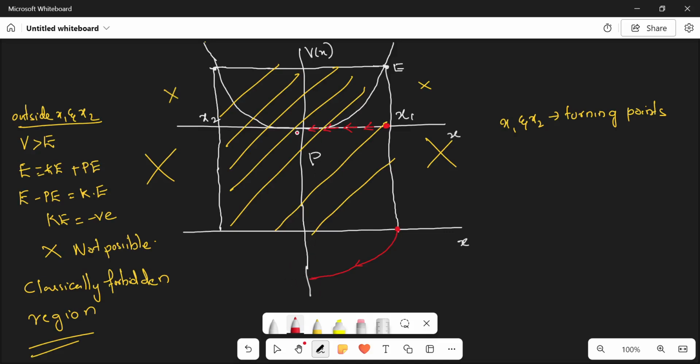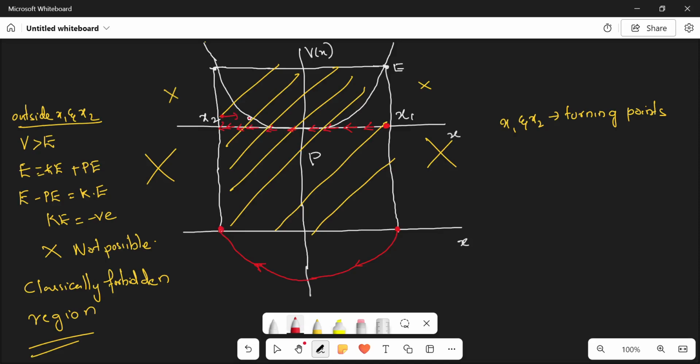Now it will still continue its motion. Just imagine the case of a simple pendulum. It's still moving in the negative x direction, and the momentum will still be negative until it reaches here. The velocity becomes zero, and this is the phase space diagram. At this point its velocity becomes zero, that's why the momentum is zero, and this is a turning point here.